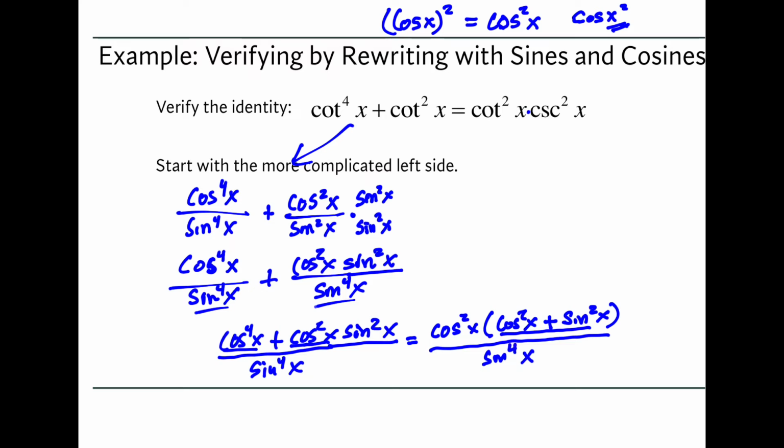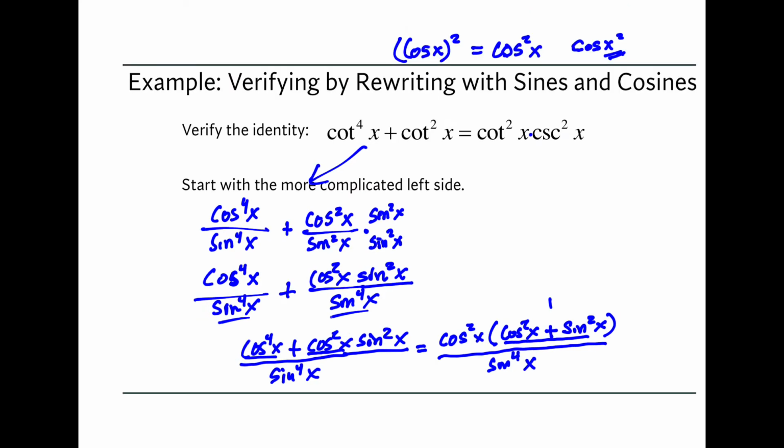Well, cosine squared x plus sine squared x, that's 1. So I just found a major way to simplify this. This is equal to 1. So really I can rewrite this now, and I'm going to put it up higher here so I'm not running out of room, as just cosine squared x over sine to the fourth x.